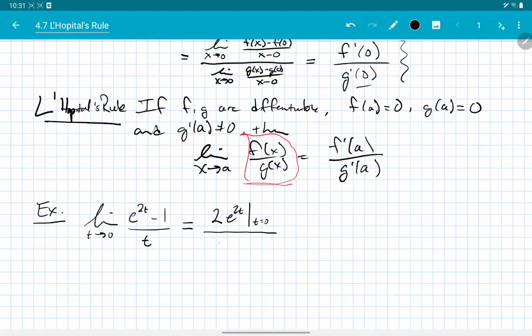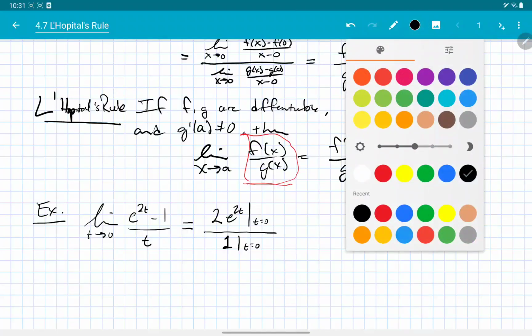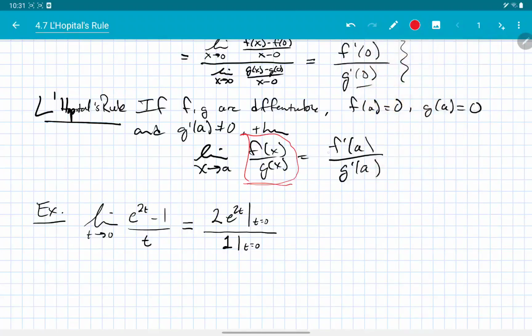And then the denominator, the derivative is 1, and evaluate that at t equals 0, right? So just to show you how we're using L'Hopital's rule here, this is f prime of the numerator. That is g prime there for the denominator. Then when we plug these values in, we get 2 e to the 0 divided by 1. The answer is 2. So that limit is 2.